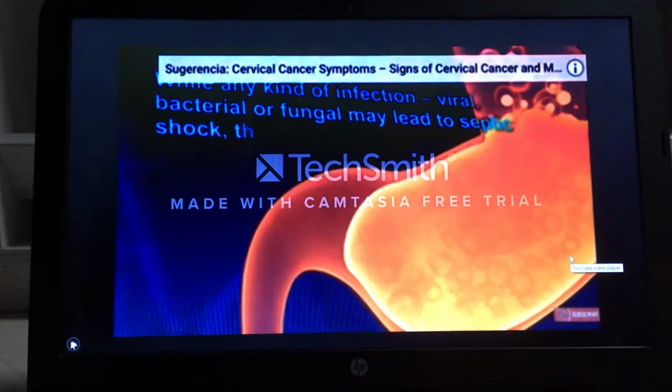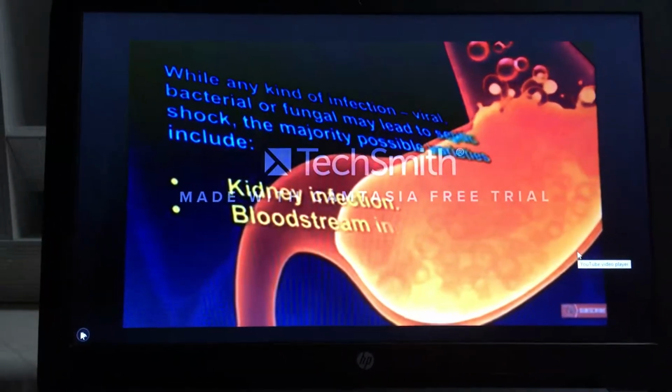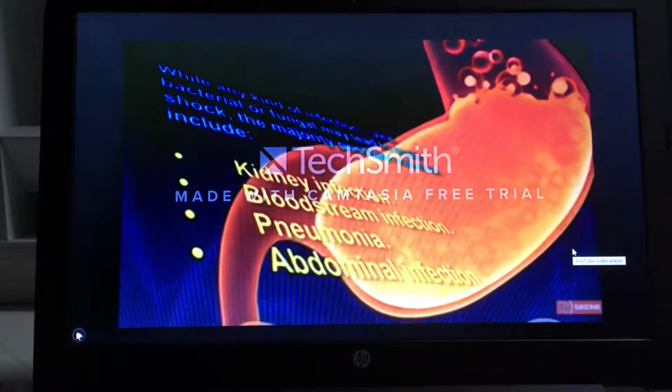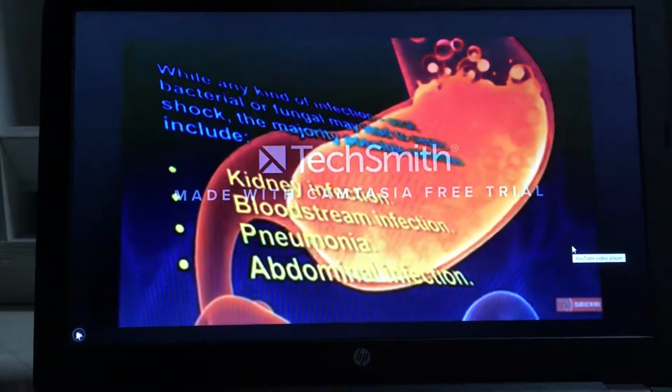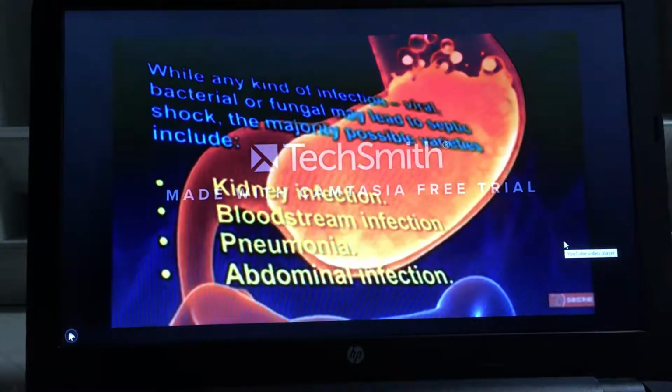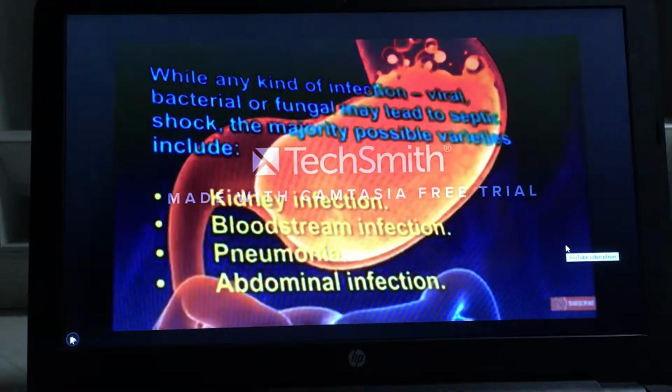While any kind of infection, viral, bacterial, or fungal, may lead to septic shock, the most likely varieties include kidney infection, bloodstream infection, pneumonia, and abdominal infection.